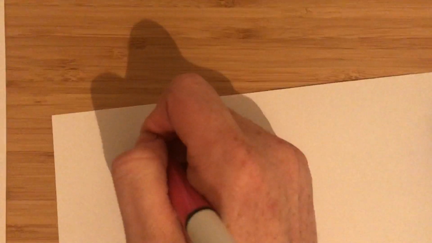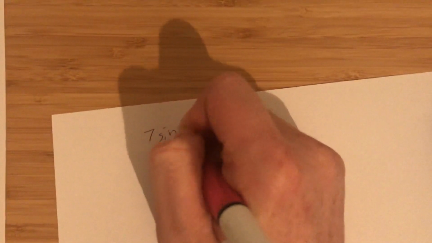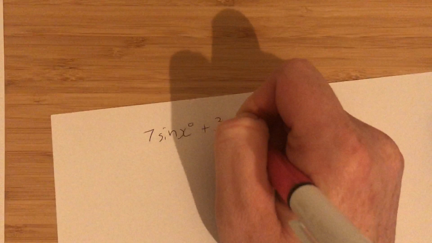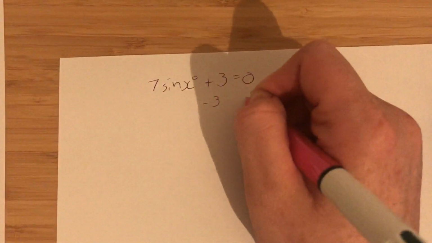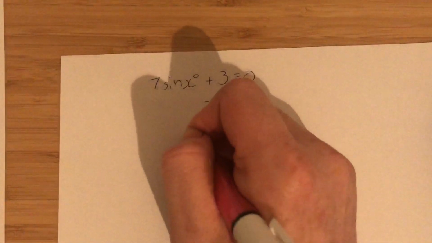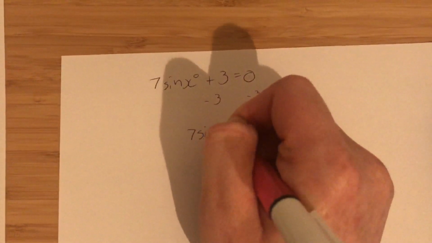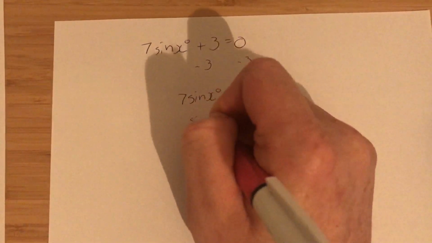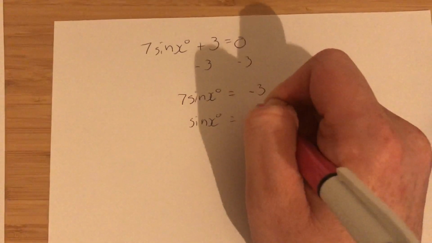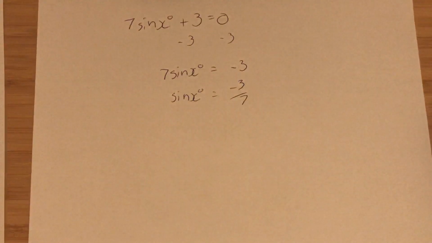Right, I'm going to do one more. Get my piece of paper. The last one I'm going to do is 7 sin x plus 3 equals 0. So first of all, rearranging to sin x equals something. Take 3 off both sides. 7 sin x equals negative 3. Divide by 7 on both sides. Sin x equals negative 3 over 7.